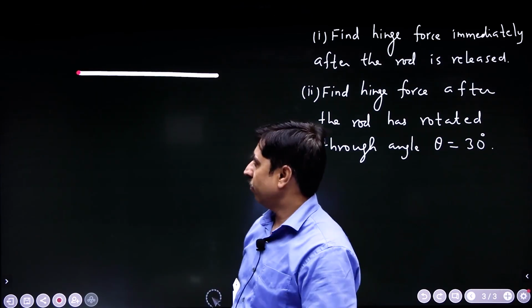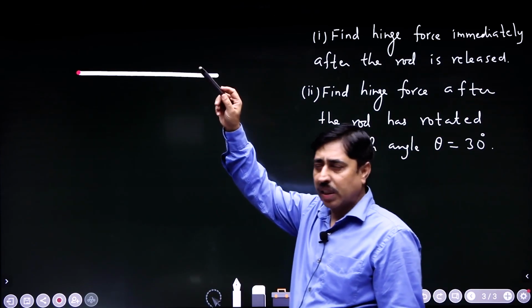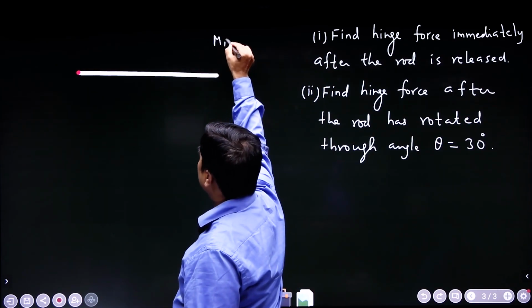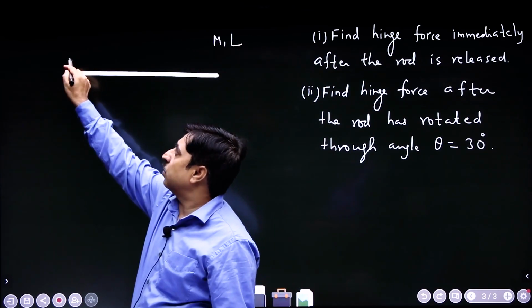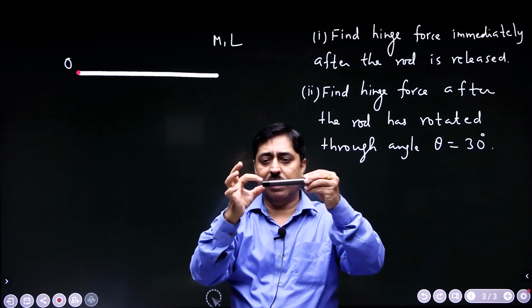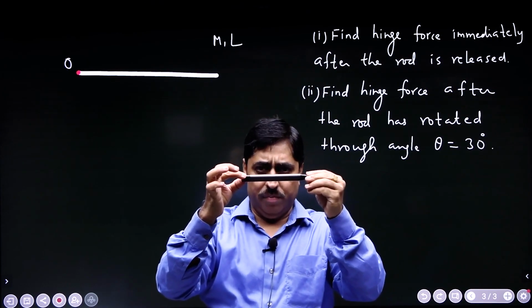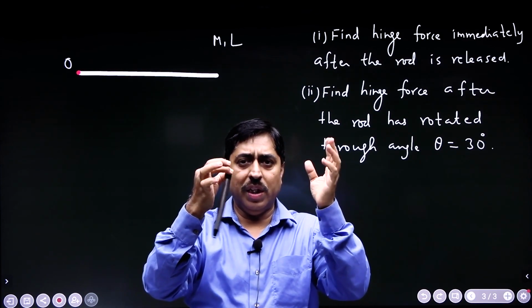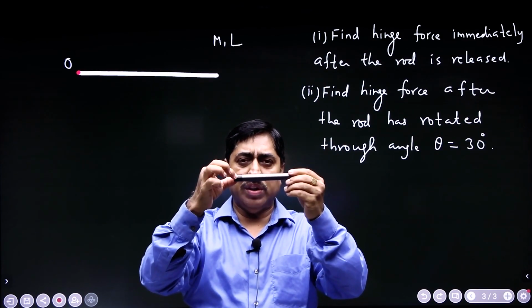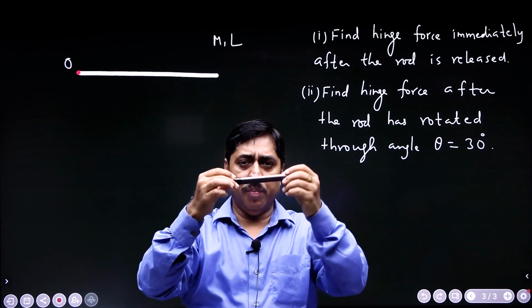This is the question. There is a rod of mass m and length L, a uniform rod, and it is hinged at this point O. It is just hinged like this, right? You keep the rod in horizontal position and release it. It can rotate about this hinged point O like this in a vertical plane.